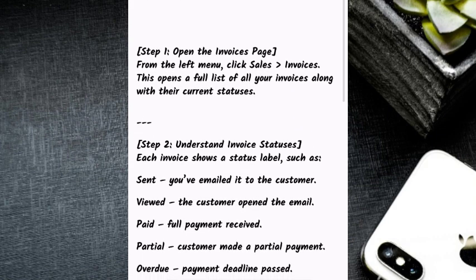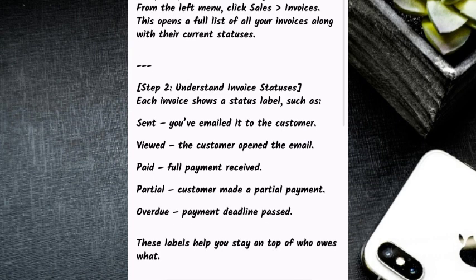Step 2 is to understand invoice status. Now each invoice shows a status label such as sent, viewed, paid, partial, or overdue. These labels help you to stay on top of who owes what.